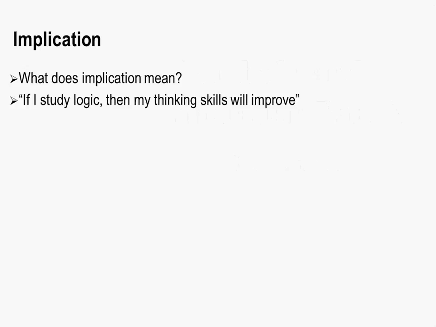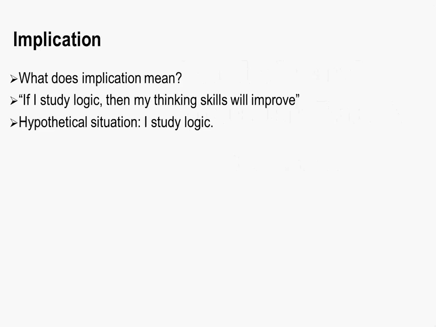The next logical connective is implication. We already have seen this kind of statement in chapter 1 when we talked about non-arguments. An implication is basically an if-then statement. Remember that the if part has a name, the antecedent, and the then part also has a name, the consequent. So here in this example, if I study logic, then my thinking skills will improve. The antecedent is I study logic, and the consequent is my thinking skills will improve.